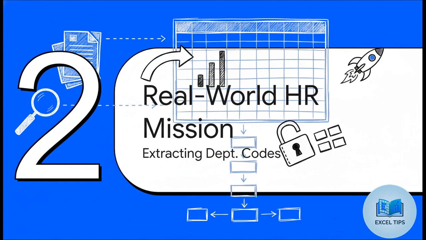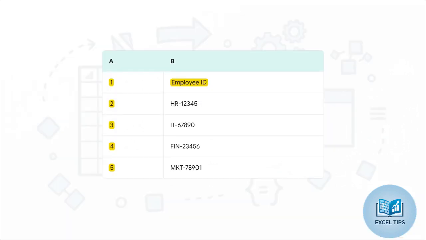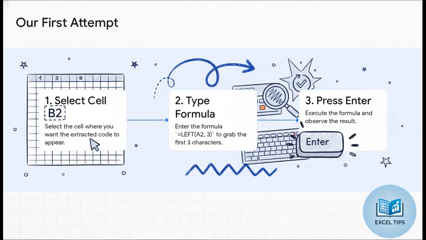Come on, we're going to go on a quick HR mission. Our goal? To pull out department codes from a big list of employee IDs. So here's our data set. Pretty standard stuff. In column A, we've got our employee IDs. You can see each one starts with a little code for the department like HR, IT, or Fin. Our mission, should we choose to accept it, is to pull just that code over into column B for every single employee.